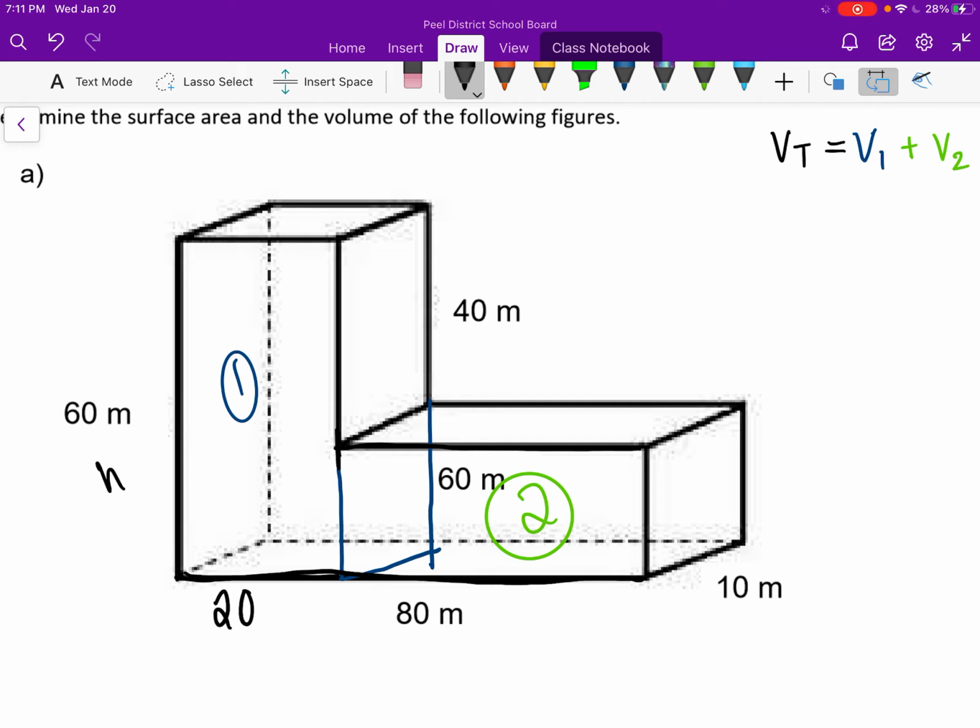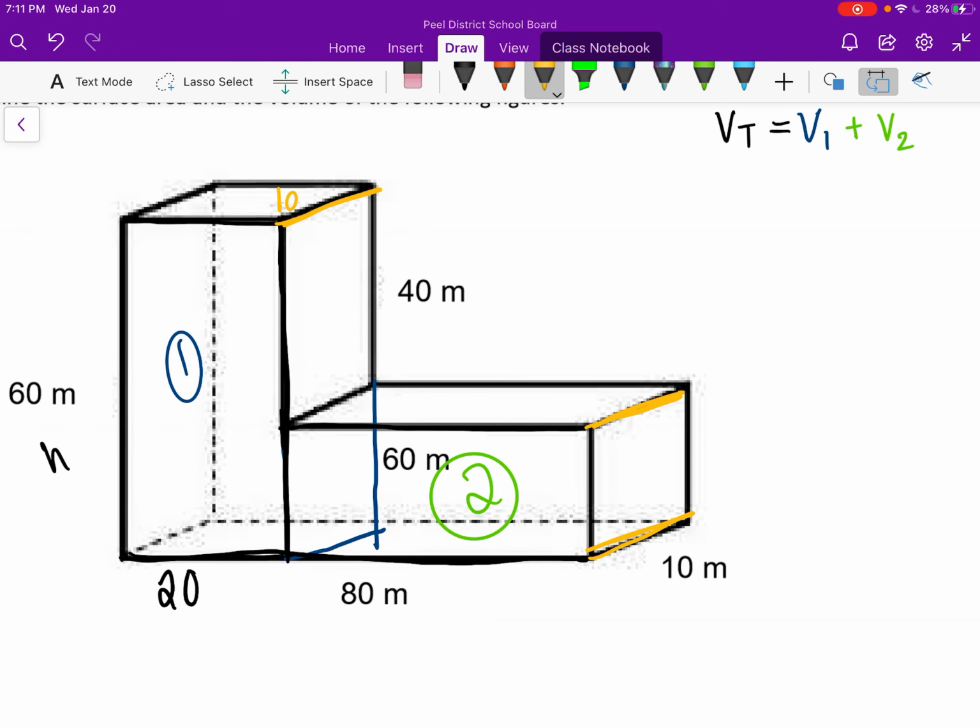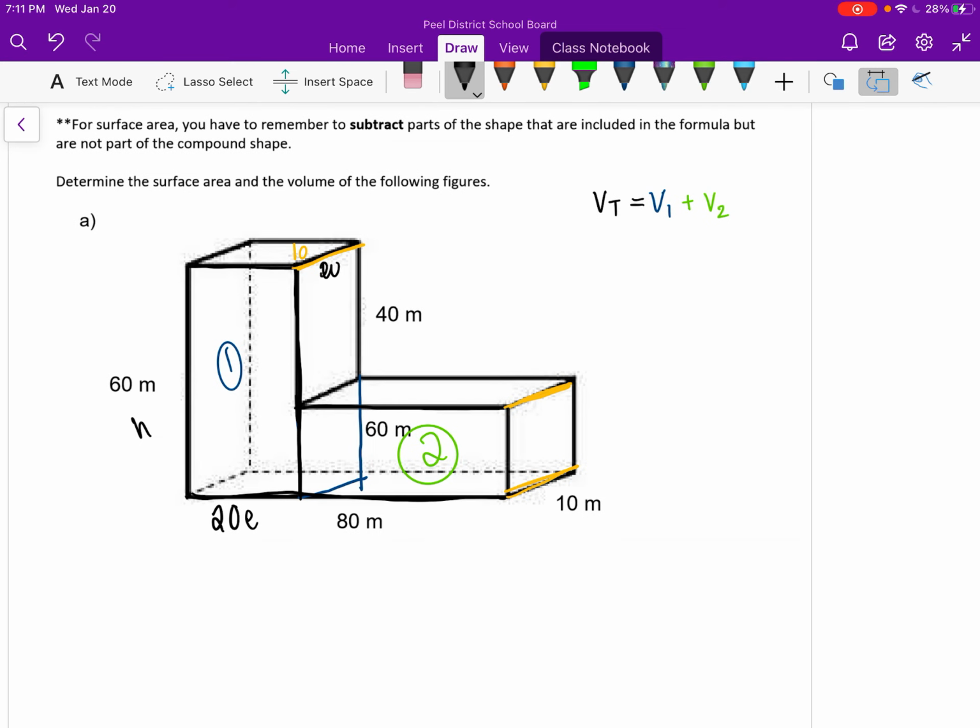And then I know that this entire length is 60, and I want to find out what this top length is. I want to find out what this is, this going across. What this is going across, I know that this going across is the same thing as this going across and this going across, so it's going to be 10, right? So I have height, width, and length. So what I'm going to do is I'm just going to go put in my stuff.